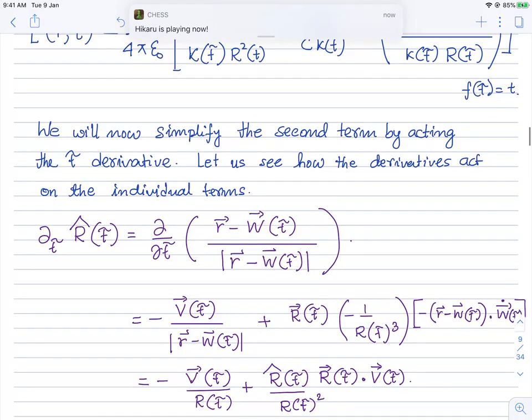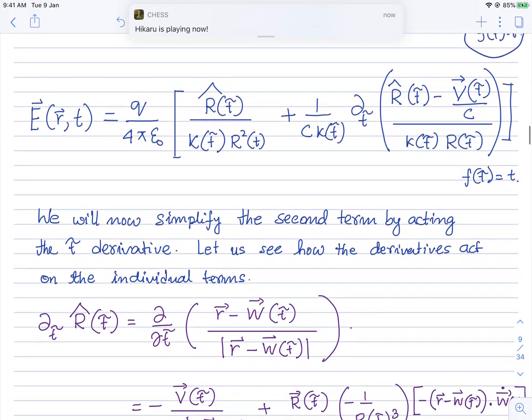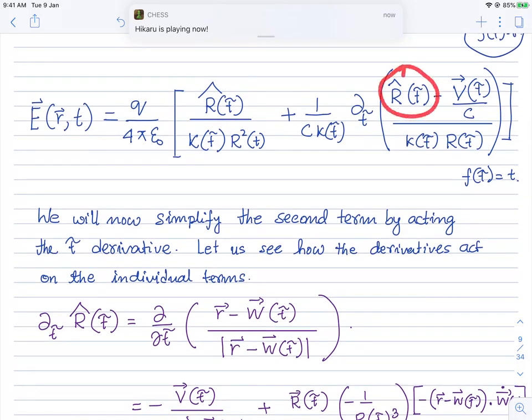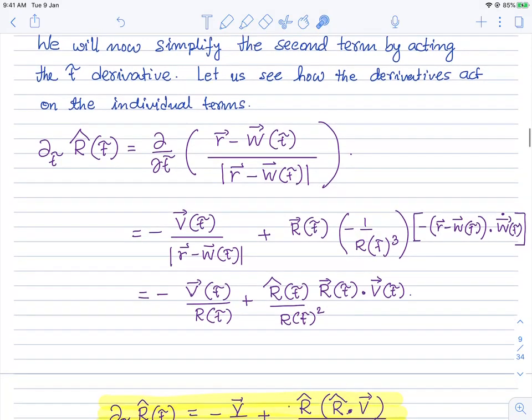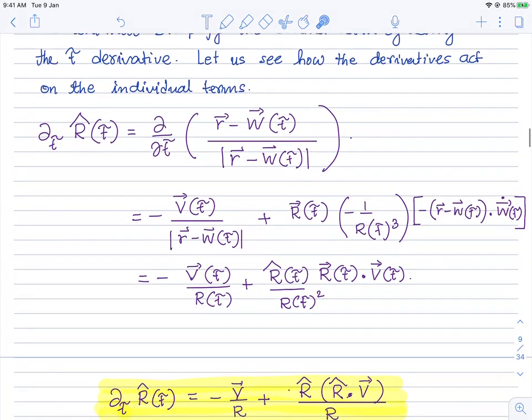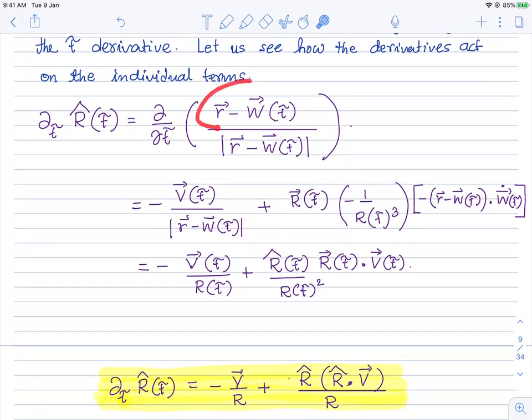So let's take this derivative. Here we have r hat. How do we differentiate r hat? r hat is basically this vector divided by the magnitude of this vector, and then you just take the derivative. The derivative doesn't act on this r; this gives the velocity, and the denominator remains as it is. Then you have the action on the denominator as well, while the numerator remains as the r vector.